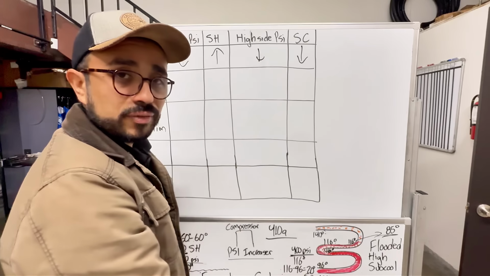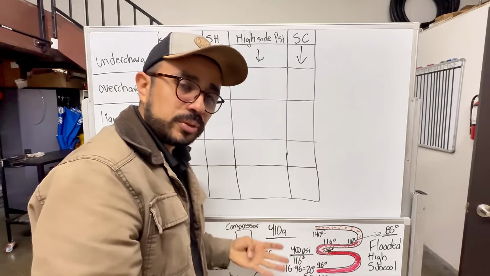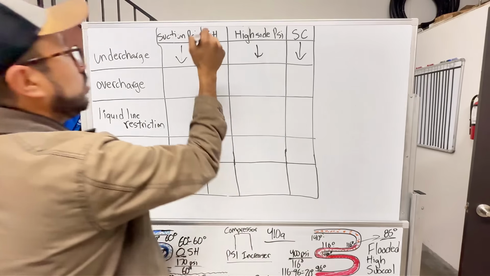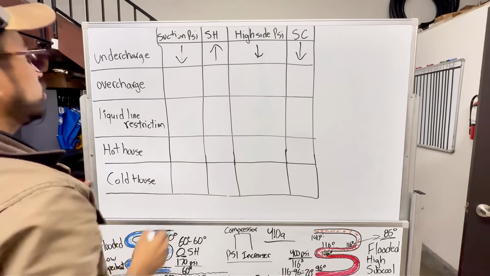You saw that 87 degrees condensing temperature, outside air temperature 85. High side pressure is going to be low. Subcool is going to be low. High superheat, low suction pressure.